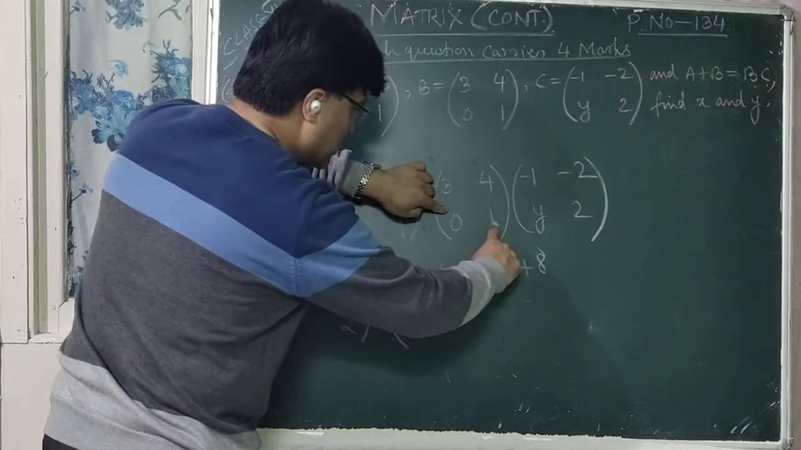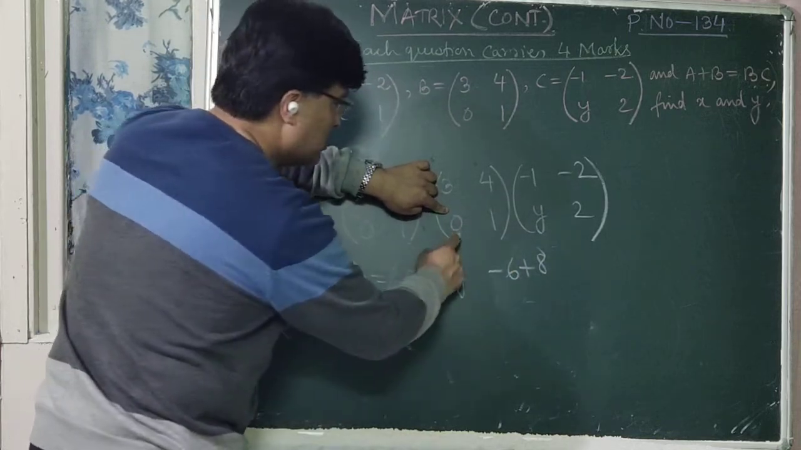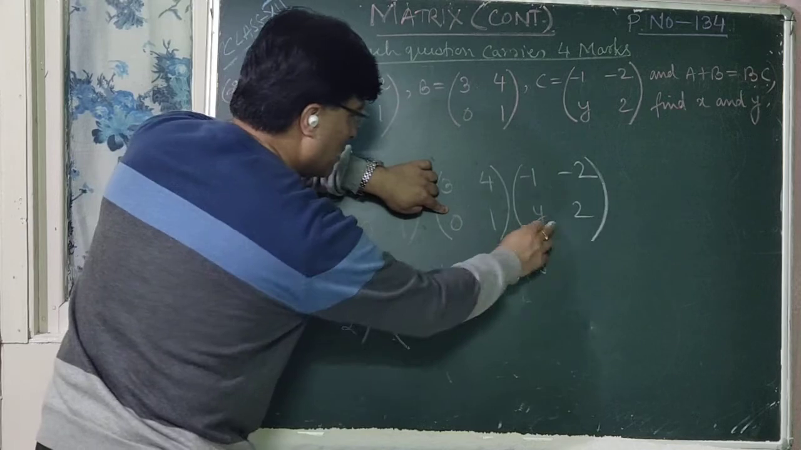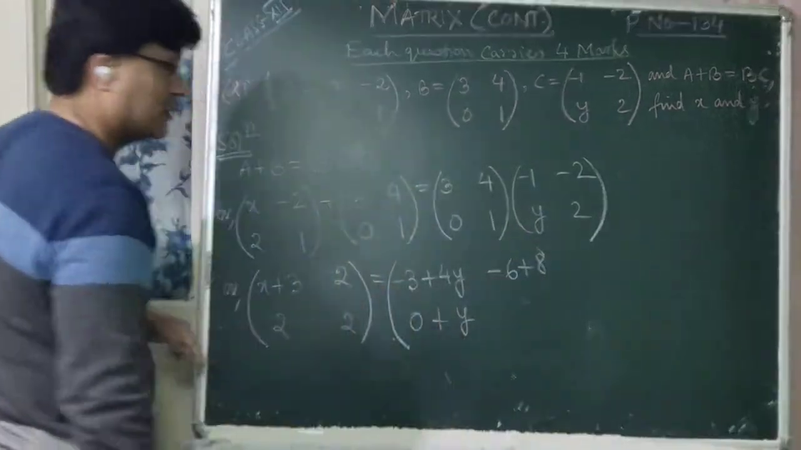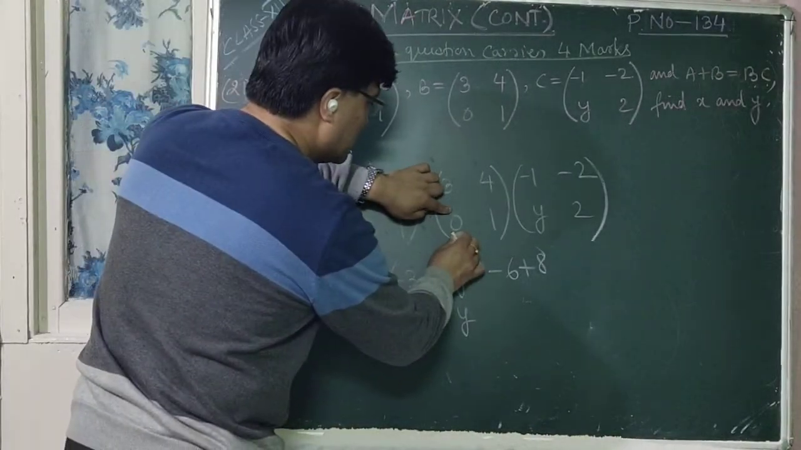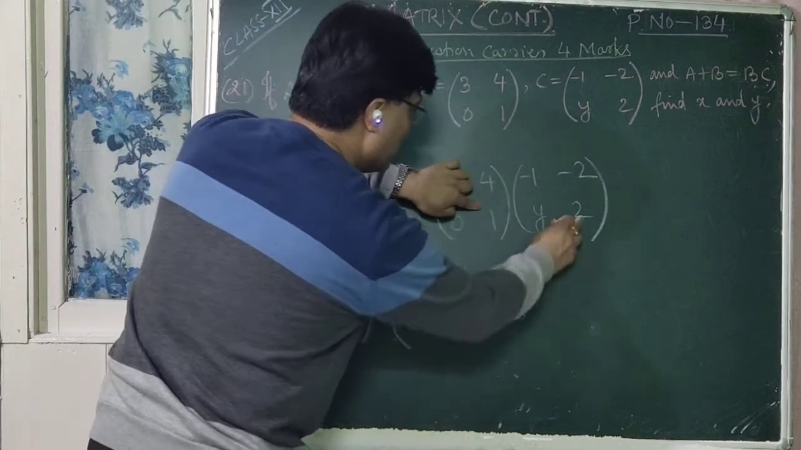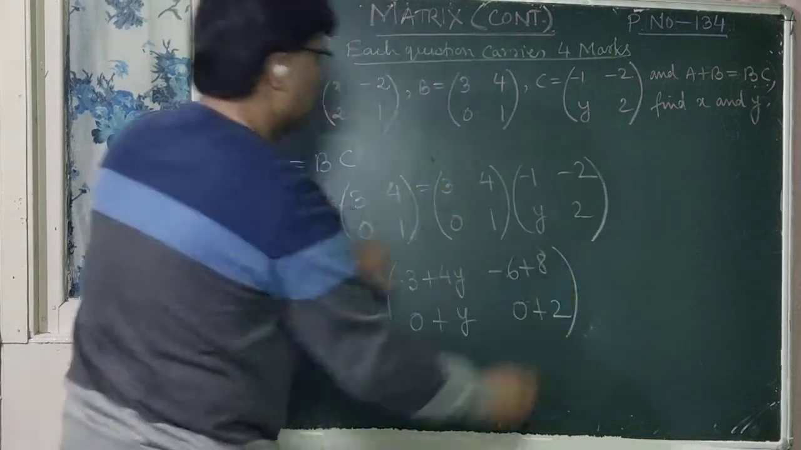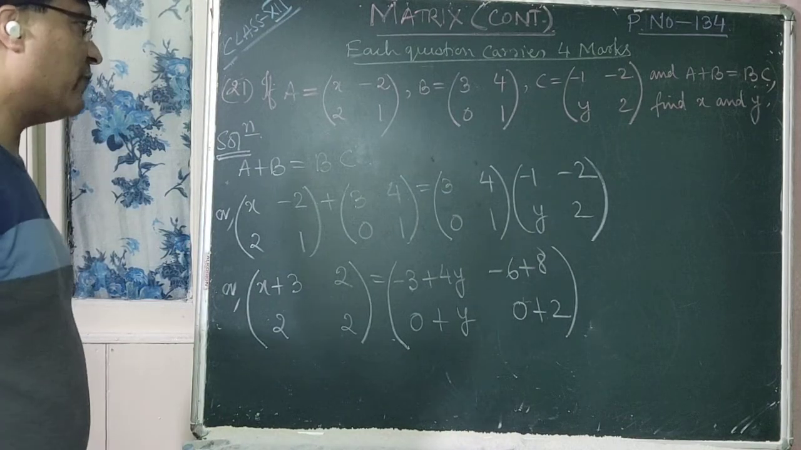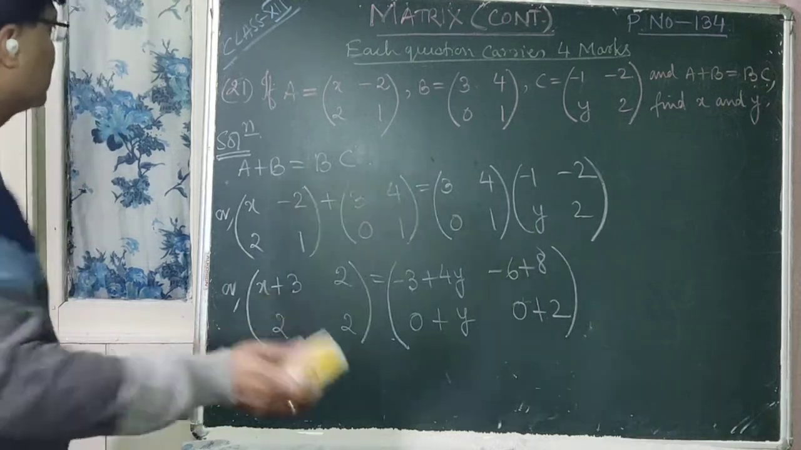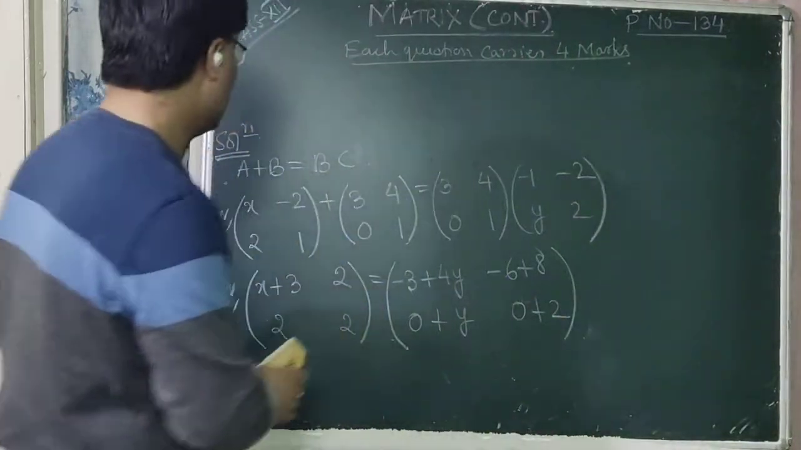Again, this second row should be multiplied by the first column. Corresponding elements should be multiplied. 0 into minus 1 is 0, plus y into 1 is y, right? 1 into y is y. Next one, again, this second row should be multiplied by the second column. 0 into minus 2 is 0, plus 2 ones are 2. So I think you have understood it. So let us simplify it once again.